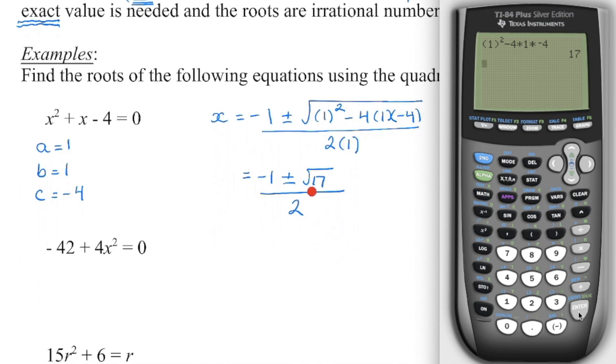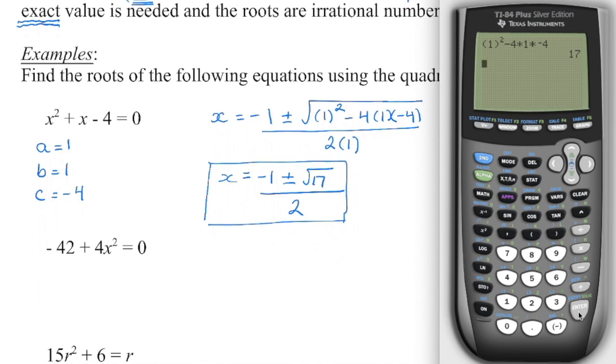Is there a perfect square in 17 that we can divide out? If there is, you need to divide it out and then simplify. 17 is a prime number. There is no perfect square in there, so we are finished. So there are 2 roots in this particular quadratic.